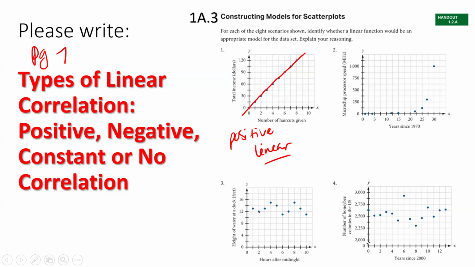So that's what you're going to be doing at your table. You're going to be determining if 2, 3, 4, 5, 6, 7, 8 are linear models. All right. And then we'll quickly check.